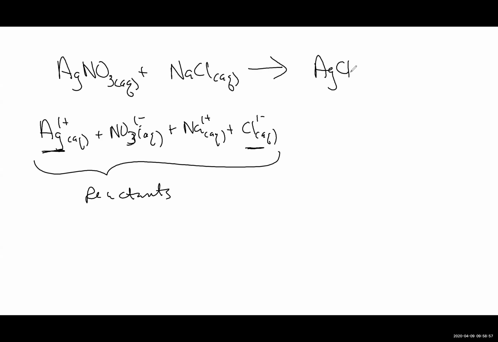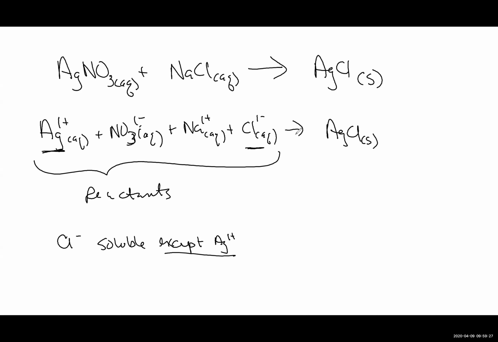Now, if I go back and I look at my solubility table, it will show me that chlorides are typically soluble except, among other things, silver ions. So if they're not soluble with silver ions, that's going to tell me that this will be a solid. That means it's not going to be floating around anymore as silver ions and chloride ions. It's going to be AgCl stuck together as a solid sitting at the bottom of the container.